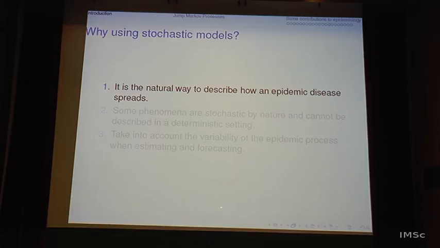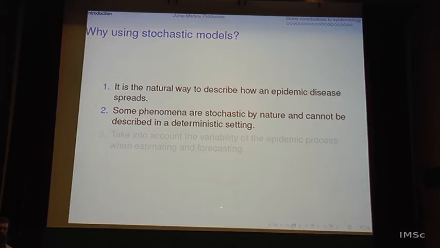The first one is that the way epidemics propagate is inherently stochastic. You might think that when you meet someone who is infected, you have a certain probability that they will pass you the pathogen. It's not a yes or no, you have some chance here. Some phenomena are stochastic by nature and cannot be described in a deterministic setting. So think about stochastic extinction: when you have a few people infected in a population, just by chance they will recover before passing on the disease. So just by chance, the chain of transmission will stop, and you have what we call a stochastic extinction.